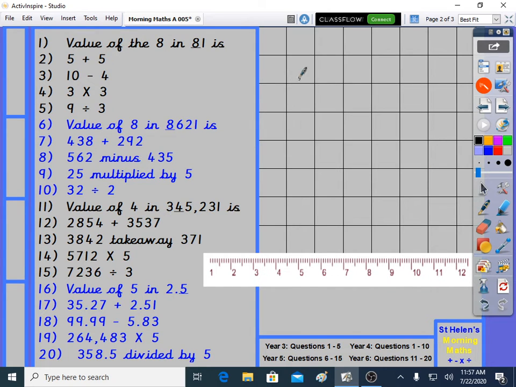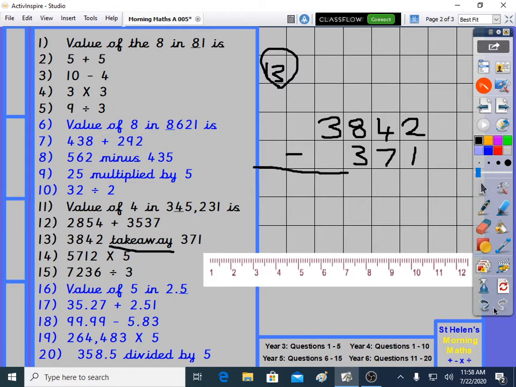Let's move on. Question 13 is a takeaway. Not like a takeaway food, but a takeaway like when you take something away. That's why food restaurants are called takeaways sometimes, or when you take the food away, because you literally take the food away from the restaurant. That's what you do in minus. You take things away.